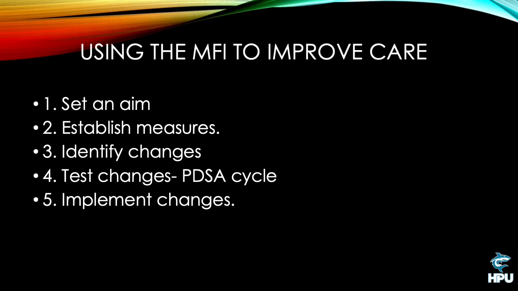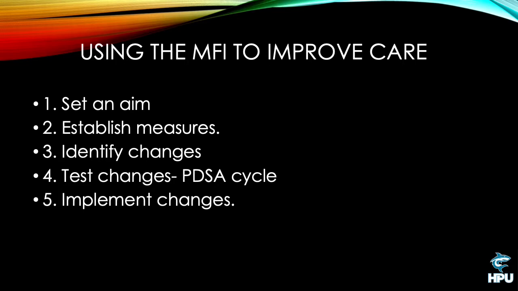establish measures. You need feedback to know if a specific change actually leads to improvement. A quantitative measure can often provide the best feedback. Third, identify changes. So how are we going to achieve our aim? Where do new ideas come from? You can spark creative thinking in various ways, and there are tools that can help.